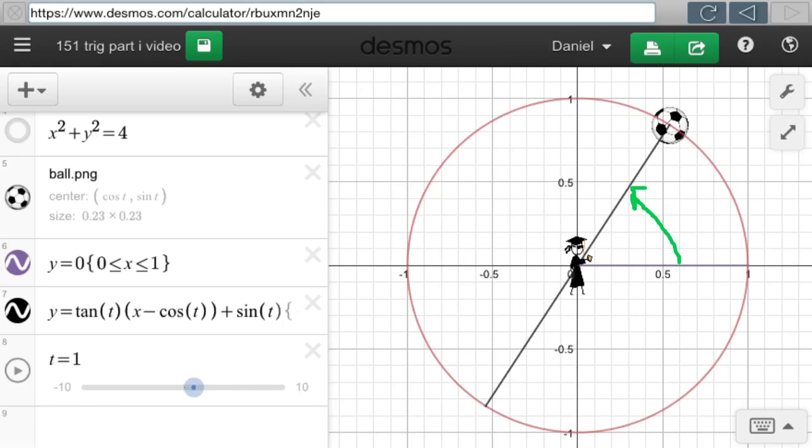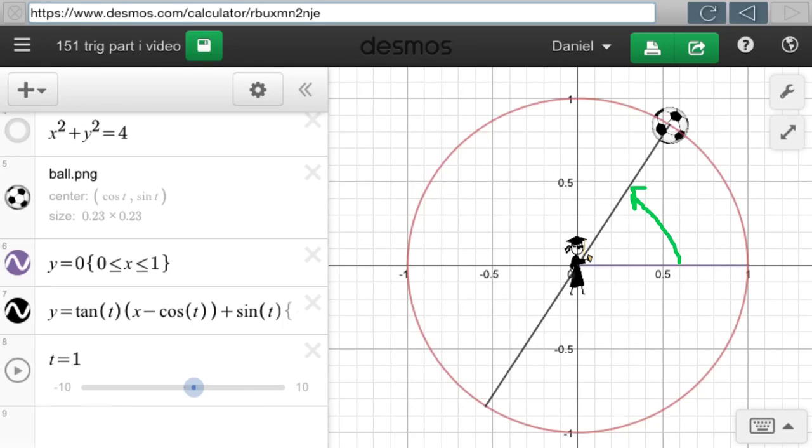Okay? We can look at this angle from the perspective of the soccer ball. How far has the soccer ball moved from the point (1, 0)? And we can also look at it from the perspective of the college graduate. How far has the college graduate rotated to keep his or her, you can't really tell if it's a male or female, eye on the soccer ball? Okay? So what's going on here really is two different things.